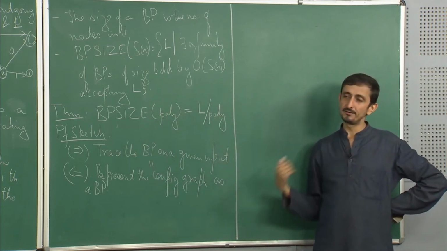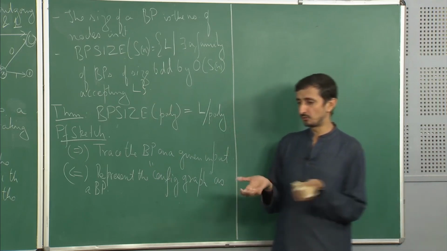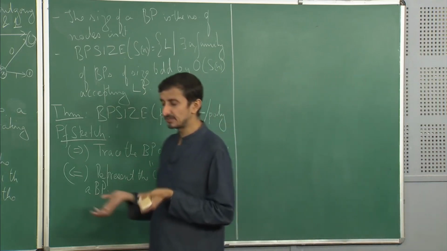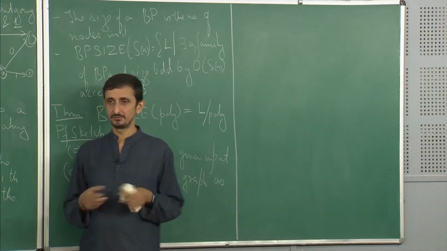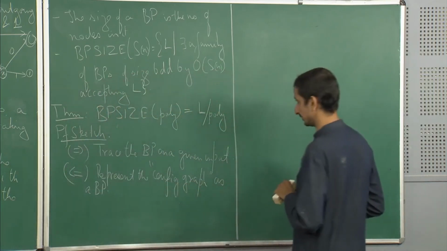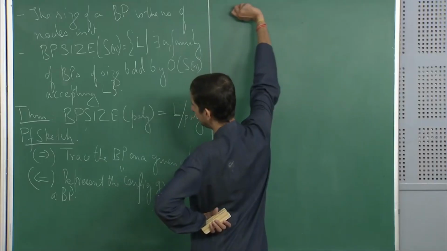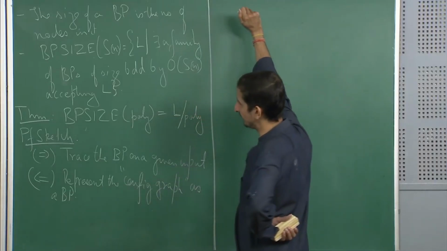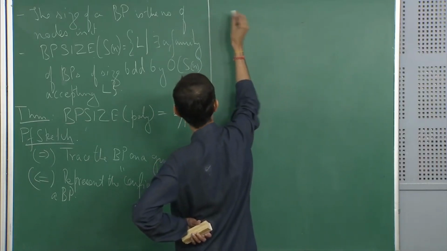Now, what about restricted forms? What if I restrict the branching program to something smaller? What kind of classes do they capture? That is what we are going to study for the rest of today's lecture. So, now let me define a restriction of branching program, namely bounded width branching programs.